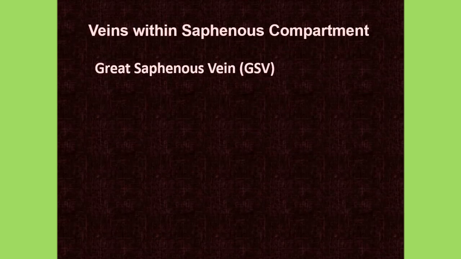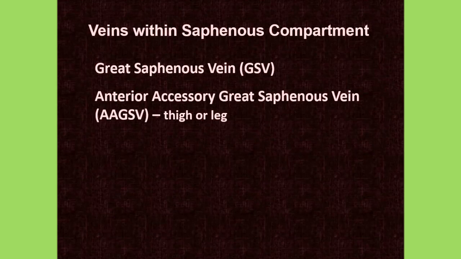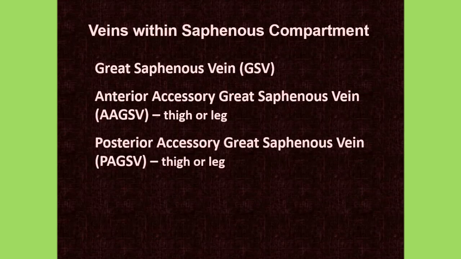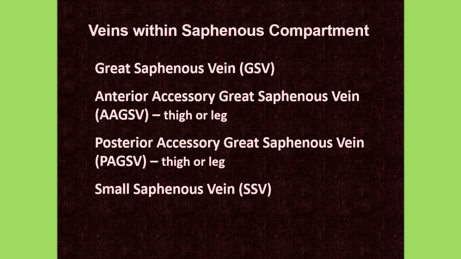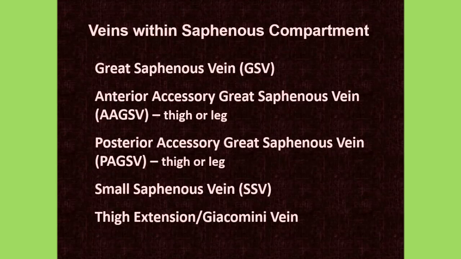Now, the veins within the saphenous compartment will include the great saphenous vein, the anterior accessory great saphenous vein in either the thigh or the leg, the posterior accessory great saphenous vein, again either in the thigh or the leg, the small saphenous vein, and the thigh extension or the Giacomini vein.